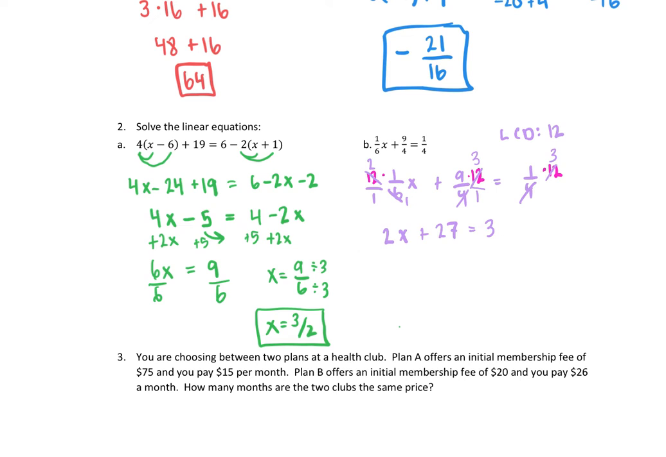Okay, now we have the exact same value of an equation with no more fractions. So then we can just solve that. 2x, let's subtract the 27 over. That's negative 24. Divide both sides by 2, and we get x equals negative 12.